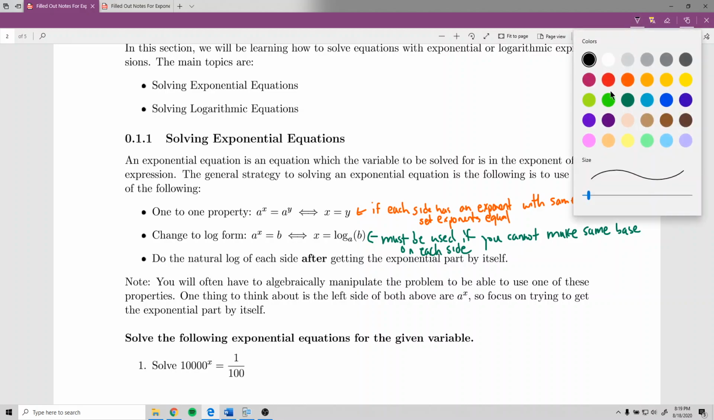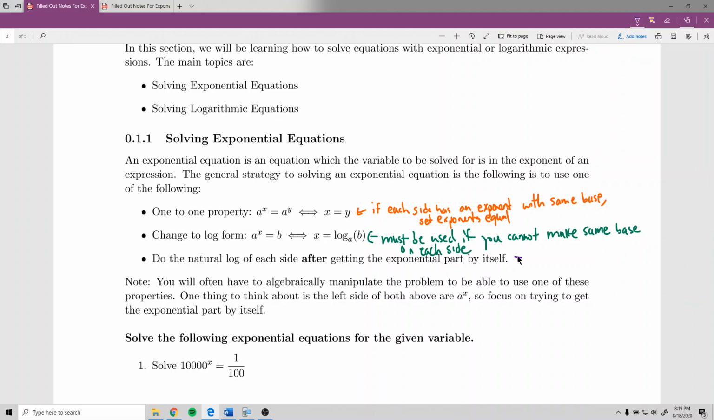The third option, which sometimes can be used, I'll show you an example. It's really similar to the second one. If you have an exponential equation and you get the exponential part by itself, which I'll explain when we get to the problems, then you can take the natural log of each side. You can use this in place of switching to log form. So to reiterate, the one-to-one property is the quickest thing to use when you can use it. If you cannot, you'll use one of these two things, switching to log form or taking the natural log of each side.